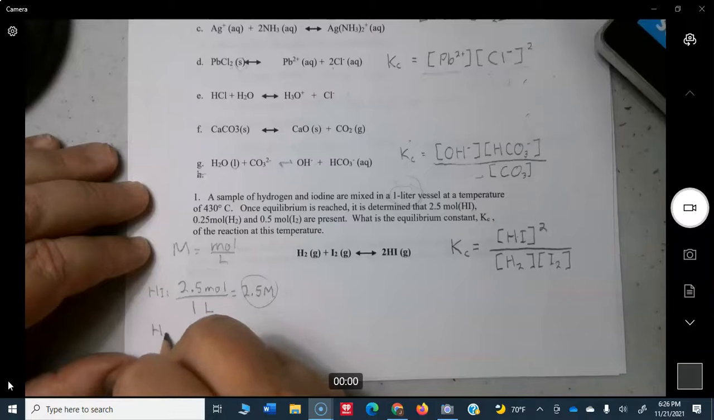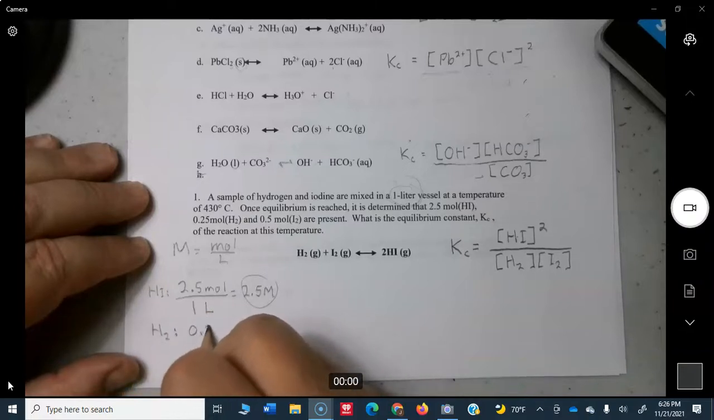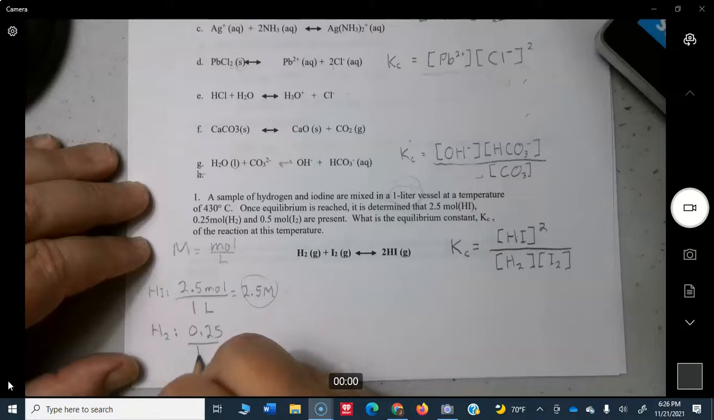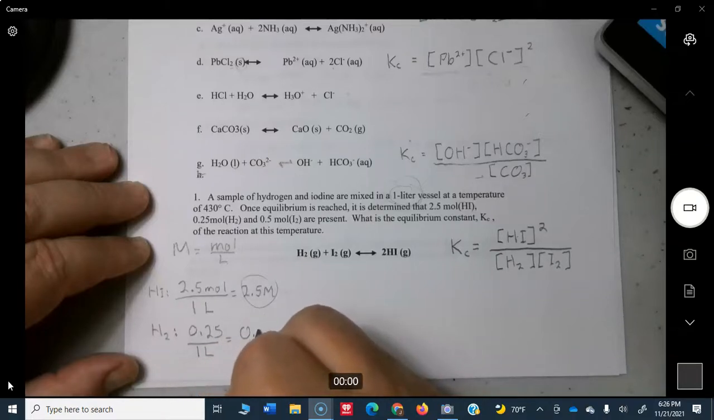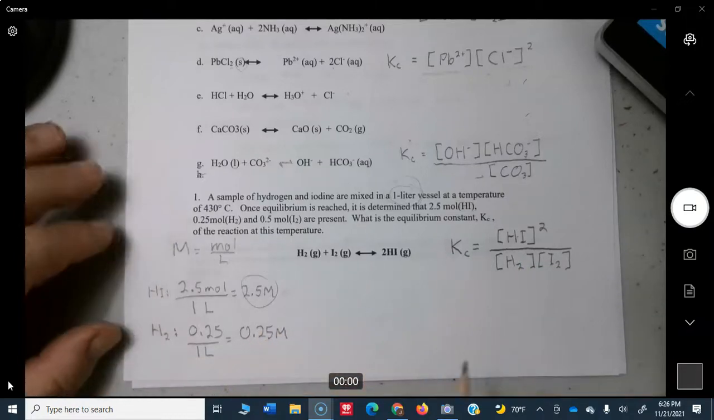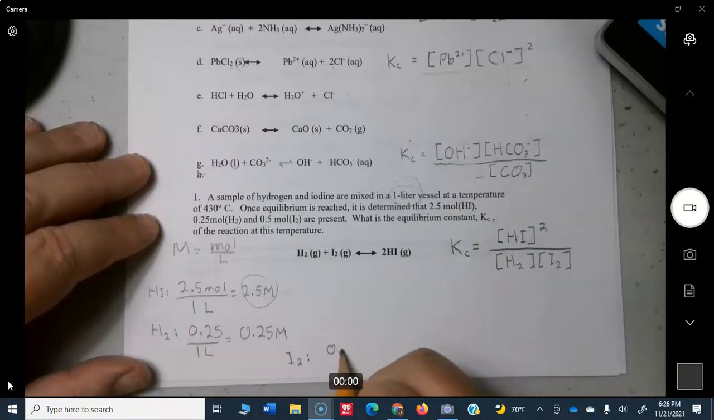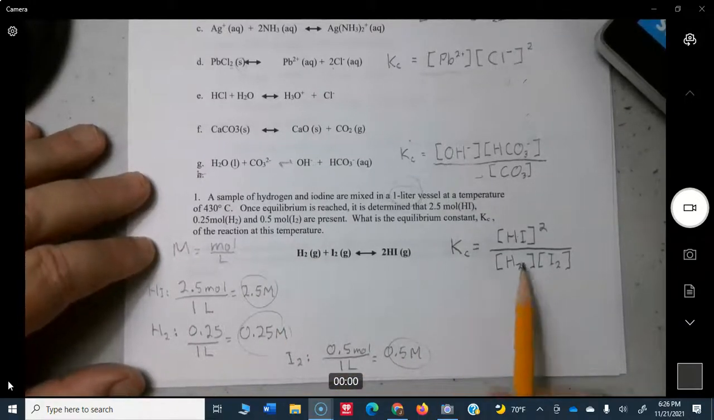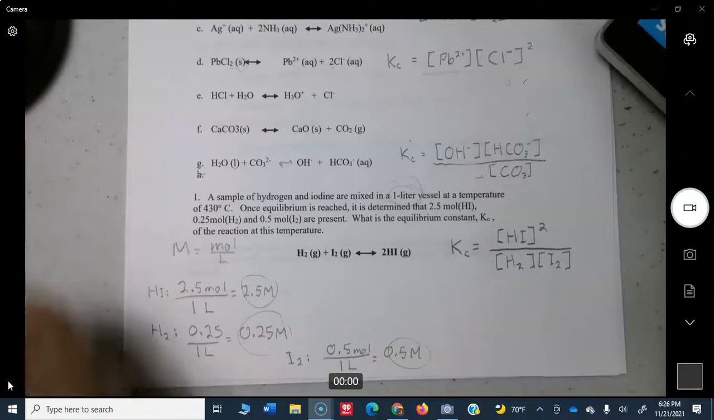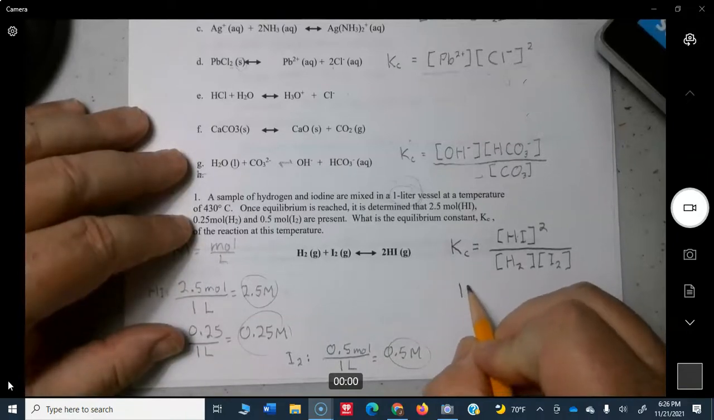The H2 also over 1 liter. So the number is the same, it just switches to molarity. But you have to be sure that you're working in molarity with these equilibrium problems, not in moles. Okay, so we'll just finish it out with the I2. So now you have molarity that you can now plug into this equation up here. So we're going to go ahead and do that.